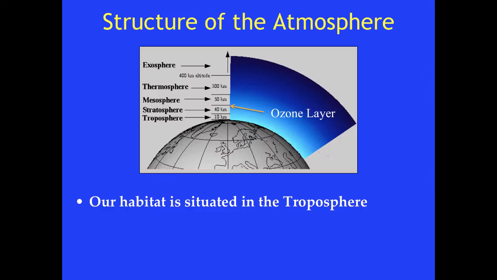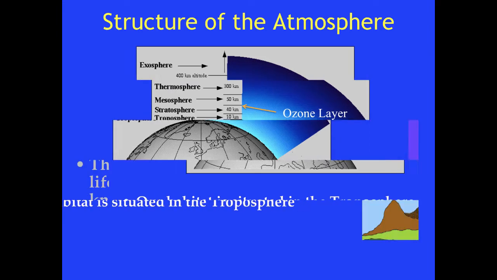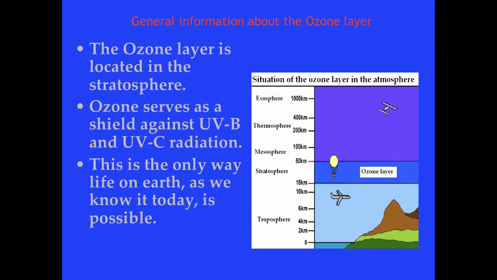Here's another illustration of our atmosphere. You can see that we live in the troposphere. And the ozone layer is located just above the stratosphere. That layer of ozone is going to serve as a protective barrier to both UVB and C types of radiation. If those wavelengths of light were able to pass through our atmosphere, life as we know it would probably not exist here on Earth.